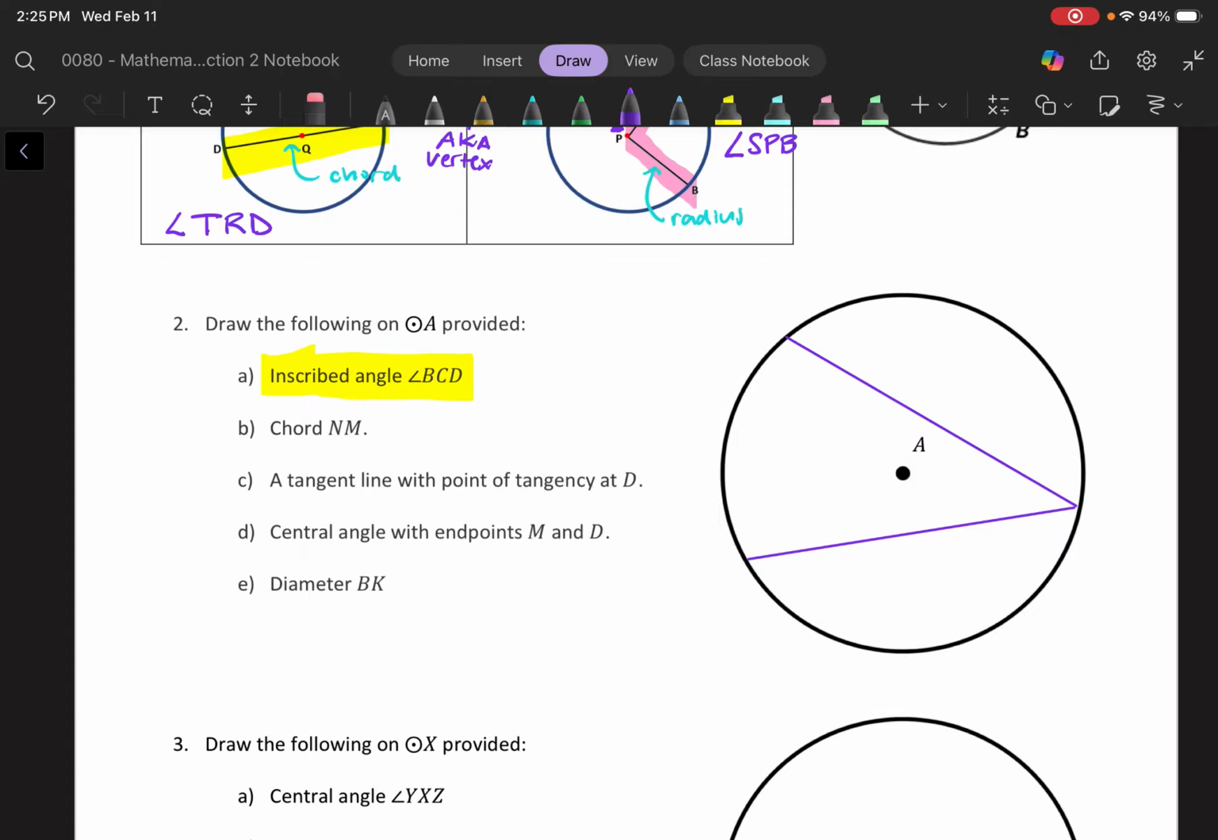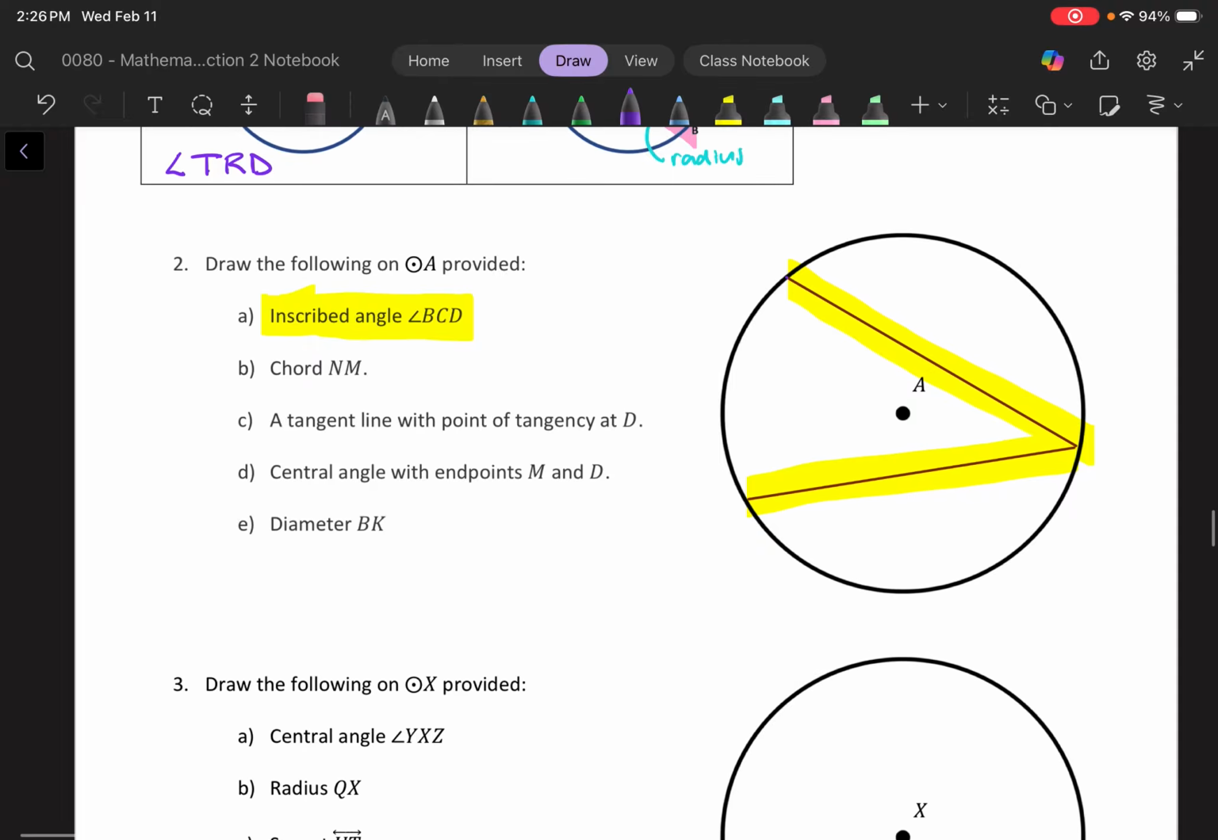That's an inscribed angle. Now, you can have an inscribed angle that looks way different than mine. It could be in a completely different direction. Your inscribed angle could be a much bigger angle, or a much smaller angle. It's not so much that your image matches mine, but that your image matches the instructions.